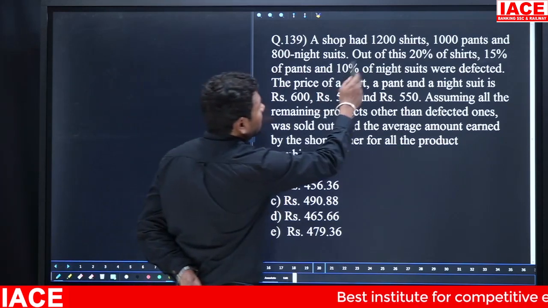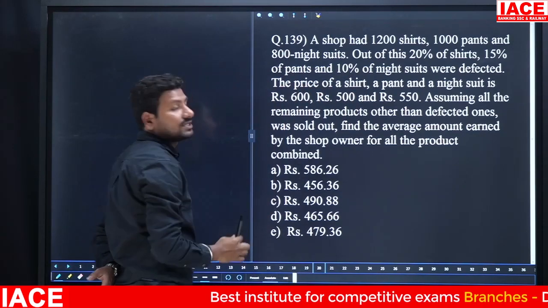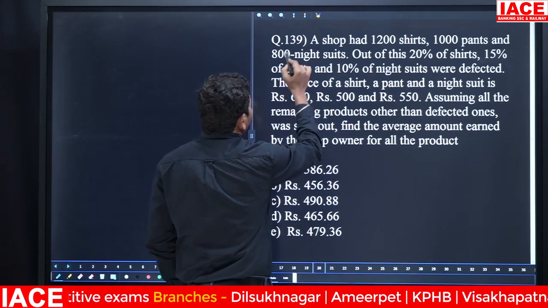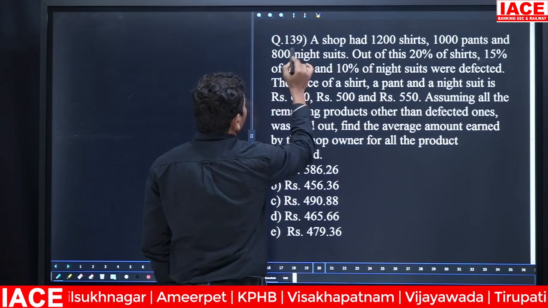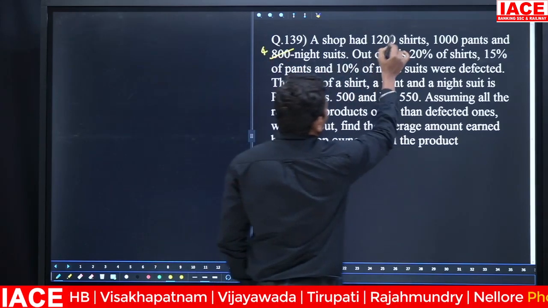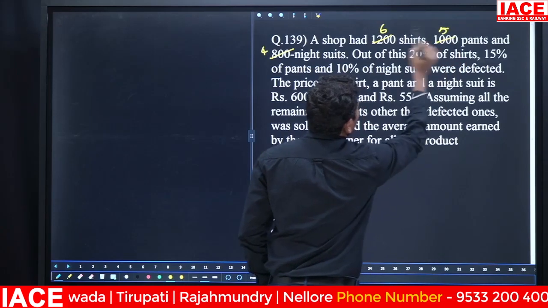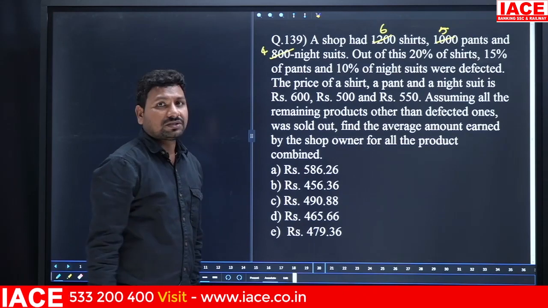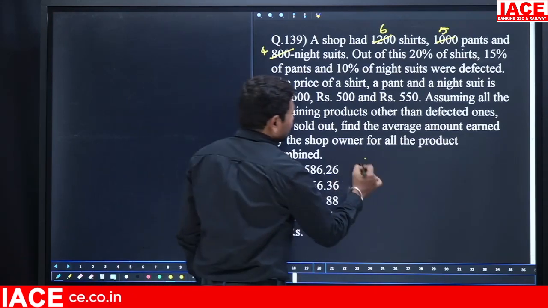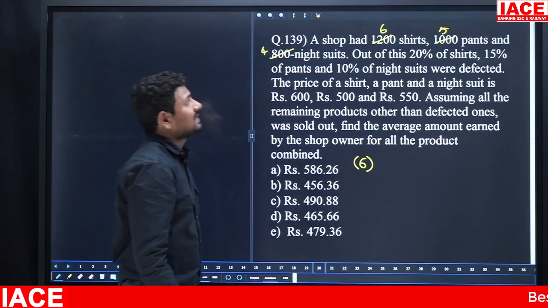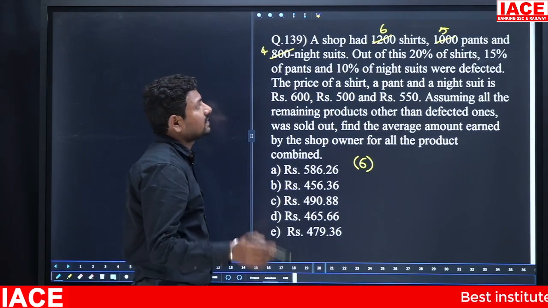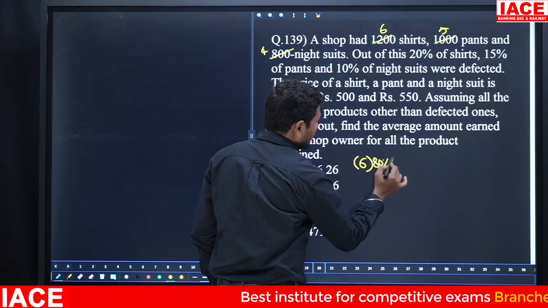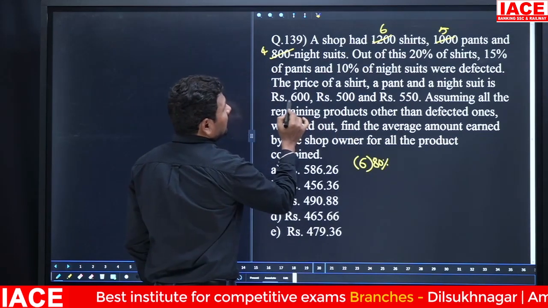Here there are 1200 shirts, 1000 pants and 800 night suits. First of all, we have to simplify these values by 200: 6 sets, 5 sets and 4 sets. So there are 6 shirts. Out of that, 20% defective means the original value is 80%.